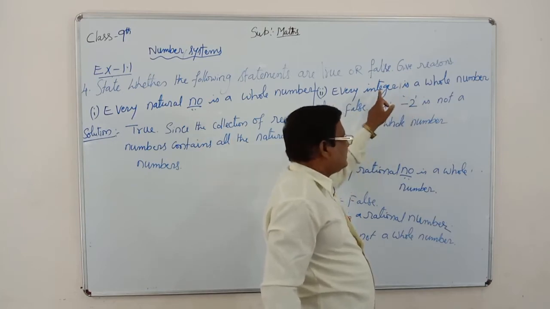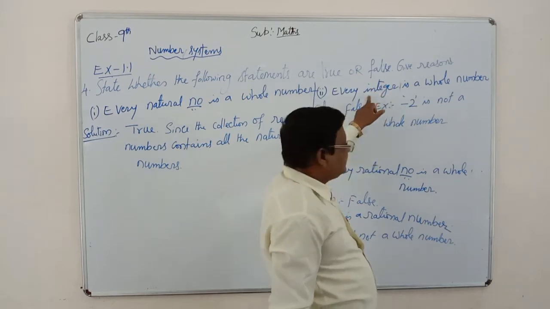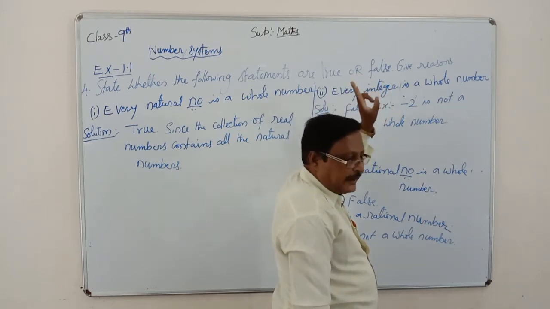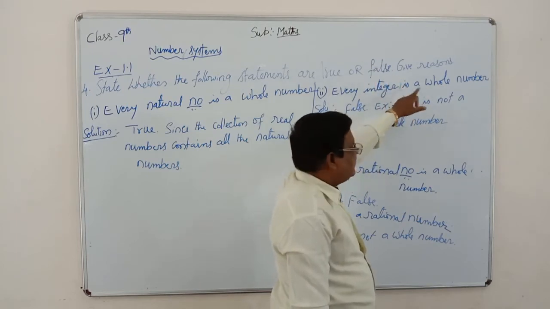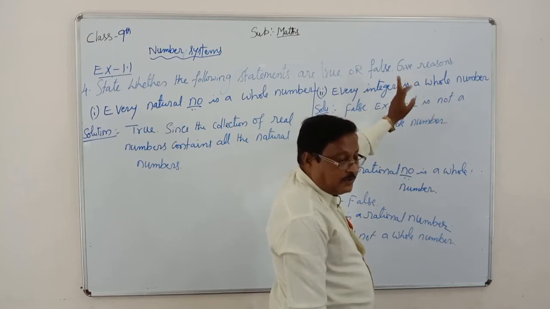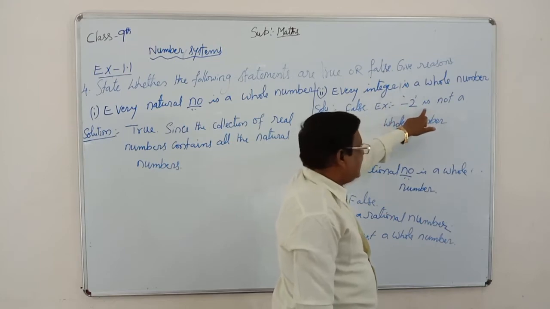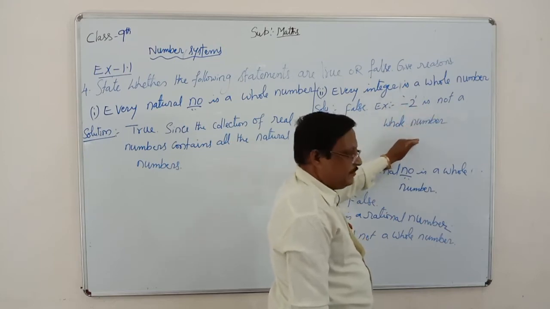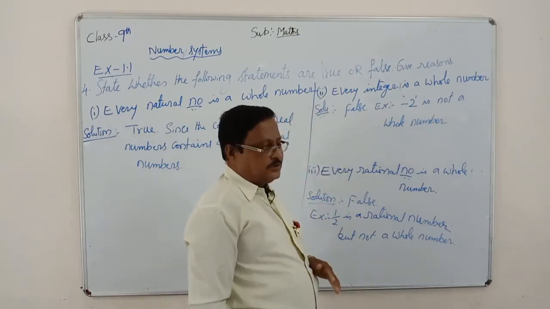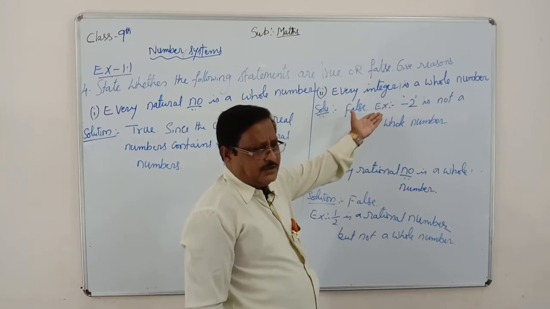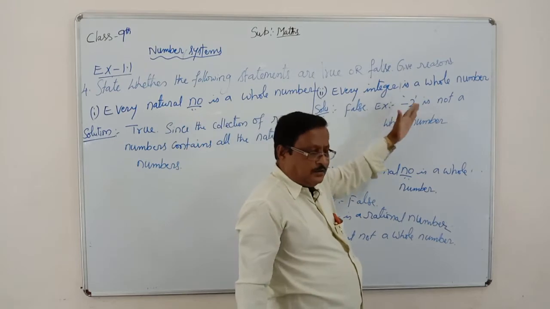Integers contain positive numbers, negative numbers and 0. Only the set of positive numbers and 0 is whole numbers, not negative numbers. Negative numbers are not whole numbers. In integers, negative numbers are there. Here 2 is an integer, minus 2 is an integer, but it is not a whole number. Therefore, this statement is false. Example, minus 2 is not a whole number. Otherwise, take minus 5, it is not a whole number. Any negative number is not a whole number.